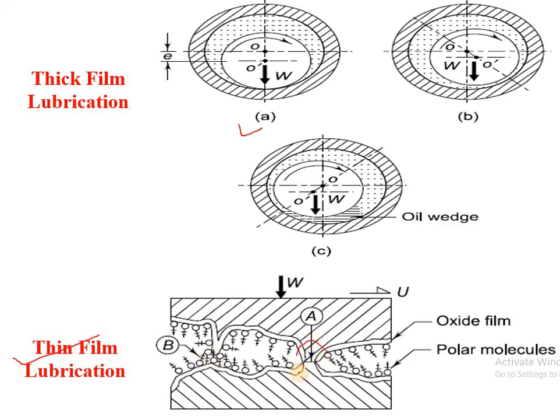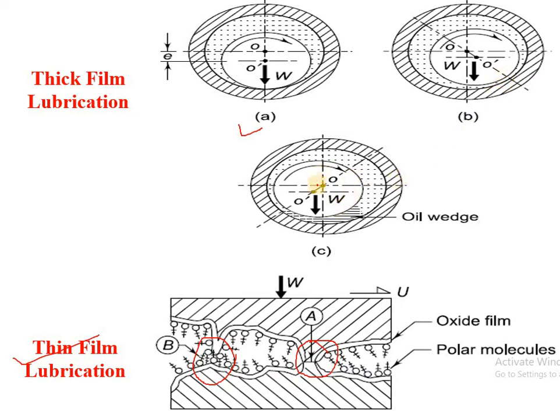In region A you can see the two surfaces are in contact, whereas in region B there is a fluid, or lubricant, between the two. So in the initial or starting condition, when the speed of the journal is very low, there is a partial contact between the two surfaces, a partial metal to metal contact.